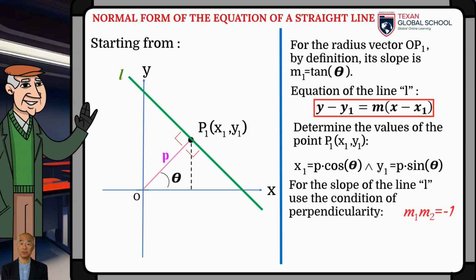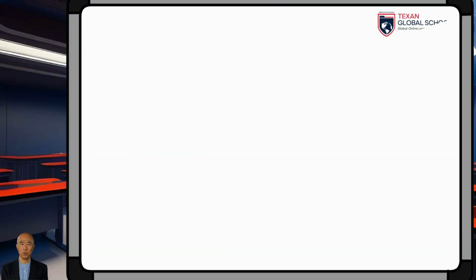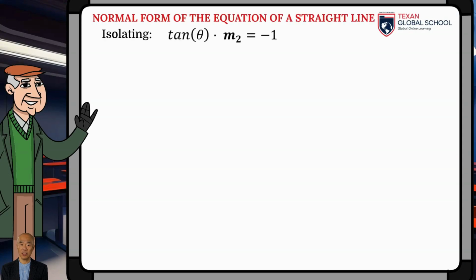So, to obtain the slope of the line L, we will use the condition of perpendicularity between L and OP1. Let us remember that this condition says that m1 times m2 equals -1. When substituting the slope of OP1, obtained as m1 equal to tangent of theta, we have that the tangent of theta times m2 is equal to -1. By solving, we obtain the slope of the line L, defined as m2 equal to -1 over the tangent of theta. Remembering trigonometric identities, 1 over the tangent is equal to the cotangent of theta, and the cotangent of theta is cosine over sine.